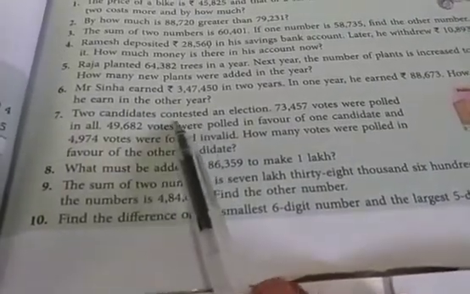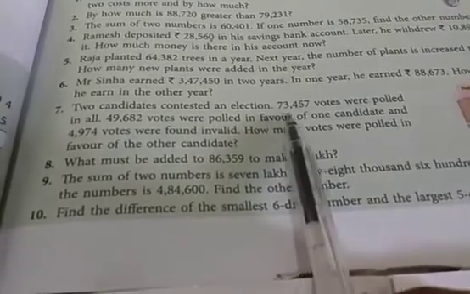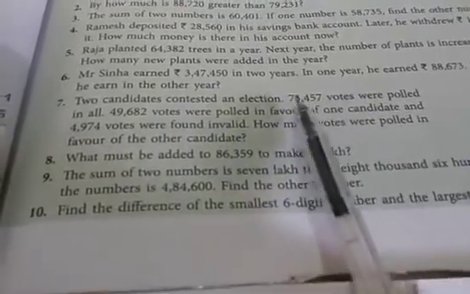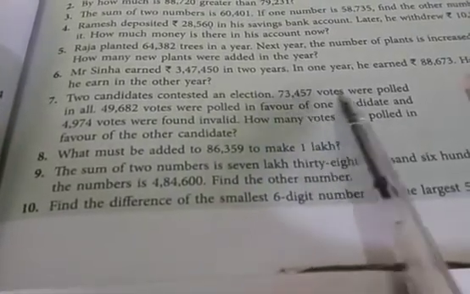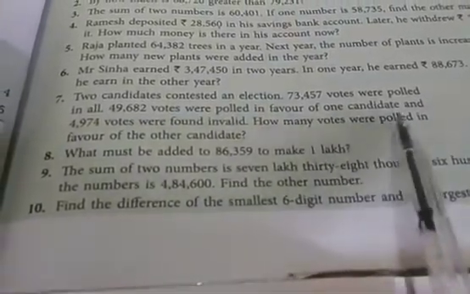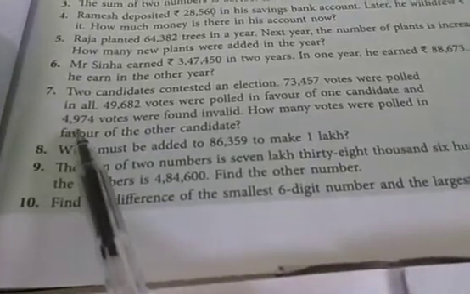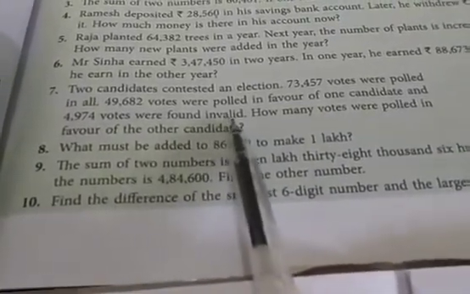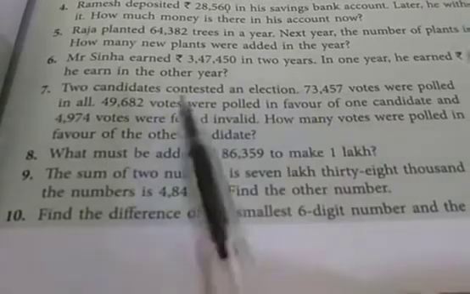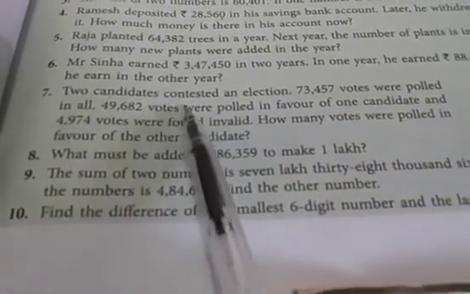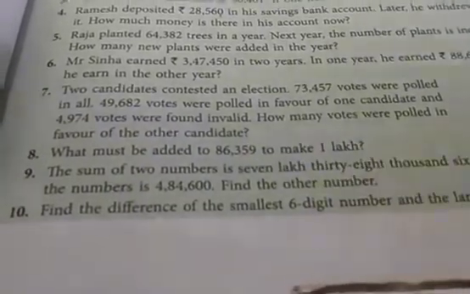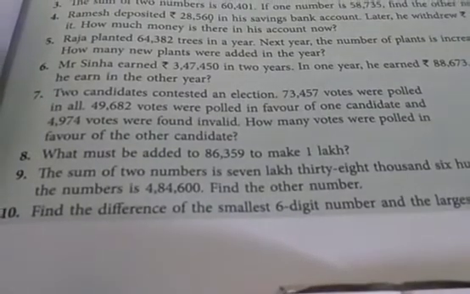We will go to this. 2 candidates contested an election. 73,457 votes were polled in all. This is the total number of votes polled by the people. 49,682 votes were polled in favor of one candidate and 4,974 votes were found invalid. How many votes were polled in favor of the other candidate? See, this is the total number of votes. From this, many votes were got by the one candidate, and these were invalid. So we have to subtract these two numbers from this number. Then only we are able to find the number of votes in favor of the other person.